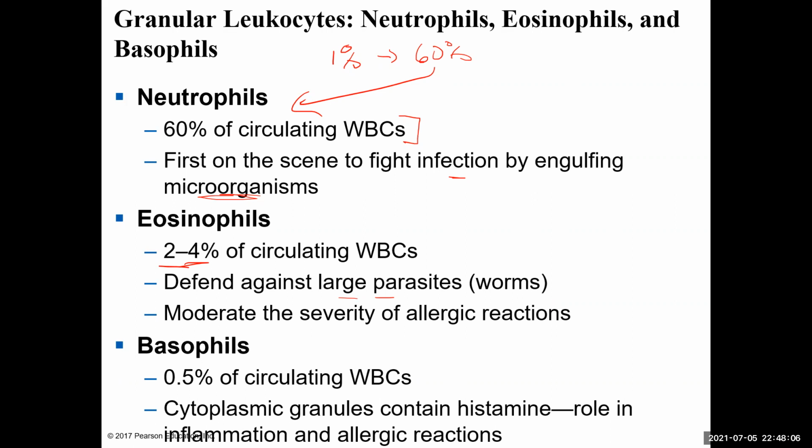Basophils are really low in terms of their concentration compared to the other white blood cells, only about 0.5%. And they're what releases the histamines into our blood to help with inflammation and our allergic reactions. And they help regulate those processes.